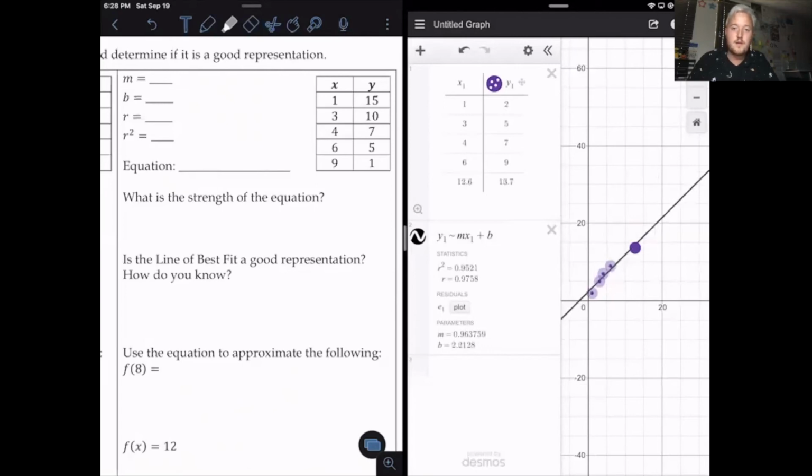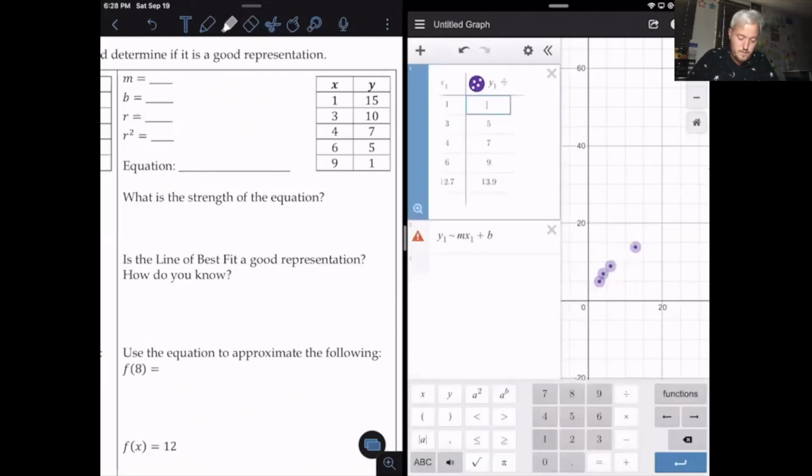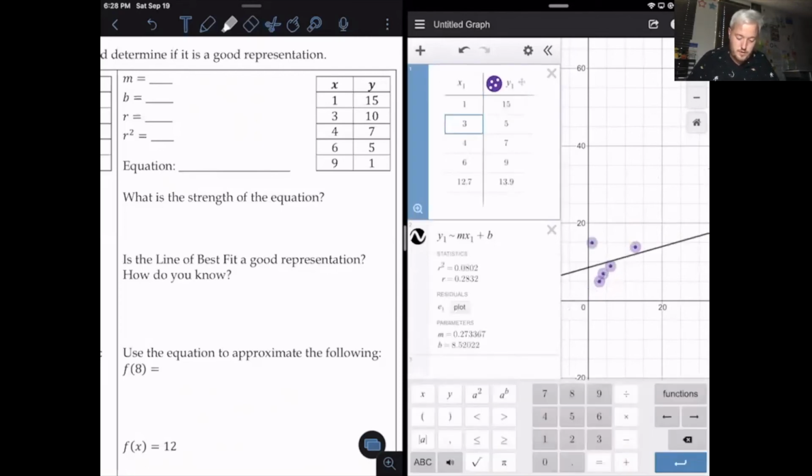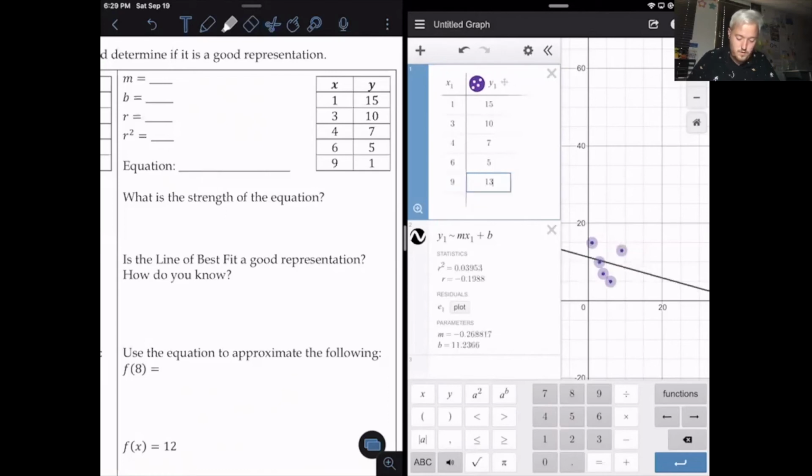I'm just saying. All right, anyways, I'm gonna update my table. So 1, 15. Now it's 3, 10. Now we have 4, 7, 6, 5, and 9, 1. All right, so there's our data.